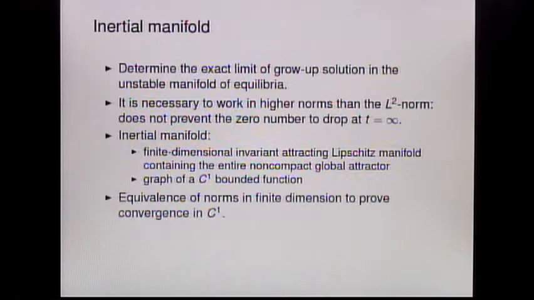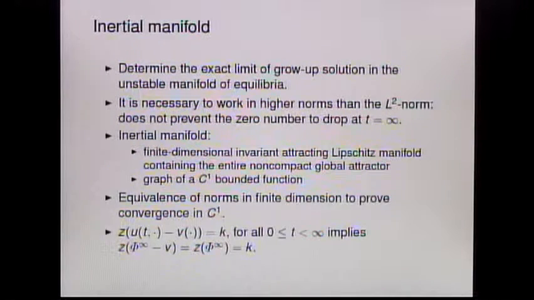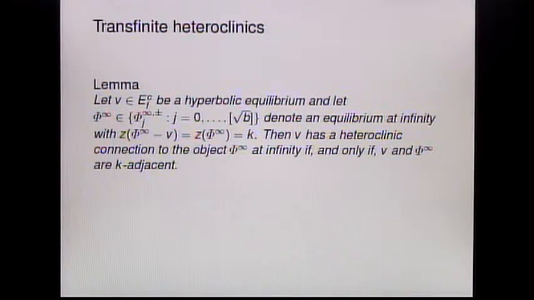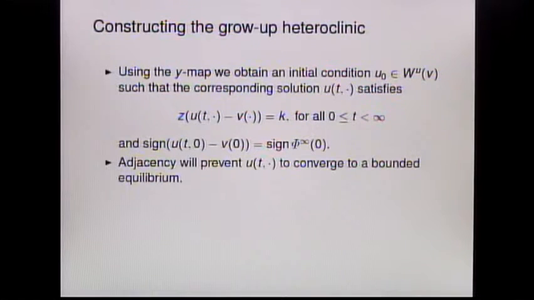So we then are able to prove that the zero number of the shifted solution is k for every positive time and for t equals infinity. So this object at infinity will actually correspond to this eigenfunction phi k. And with that, we have proved this lemma here. With this lemma, we have conditions for a bounded equilibrium to be connected to an equilibrium at infinity. And with that, we have concluded the proof of this theorem.